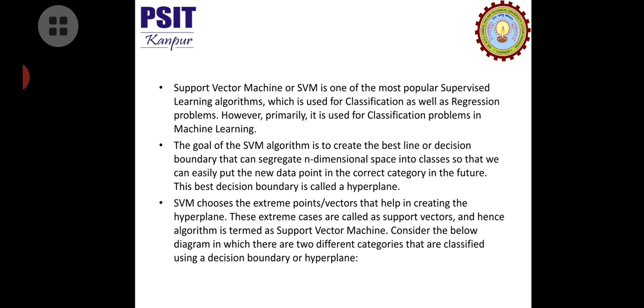So SVM chooses the extreme points, or vectors, that help in creating the hyperplane. These extreme cases are called support vectors, and hence the algorithm is termed support vector machine. Consider the below diagram in which there are two different categories that are classified using a decision boundary or hyperplane.